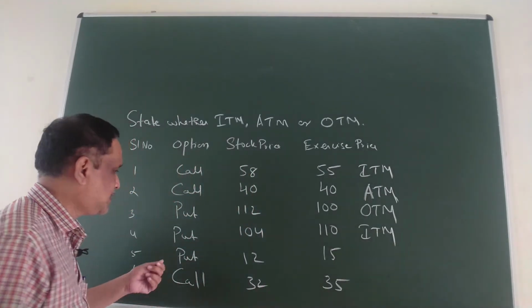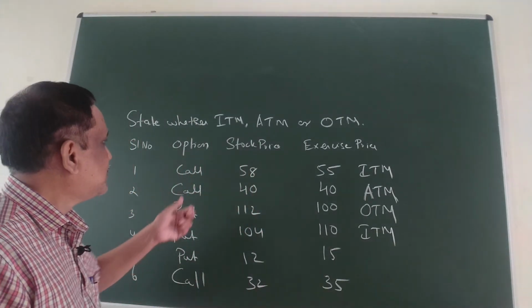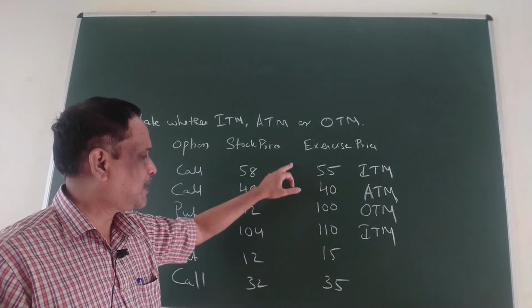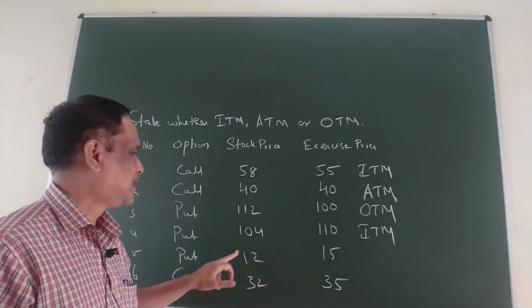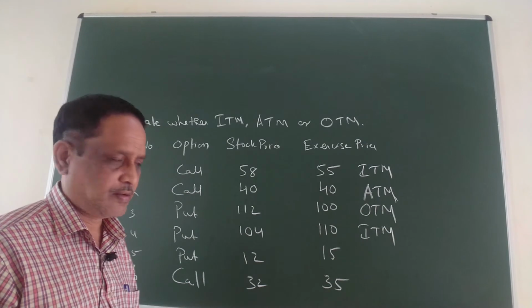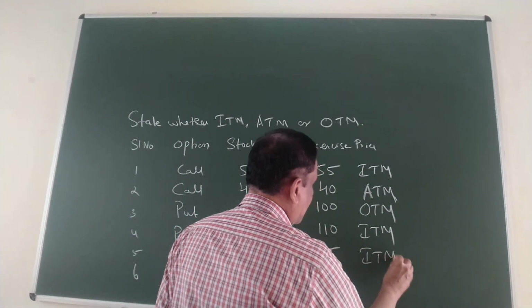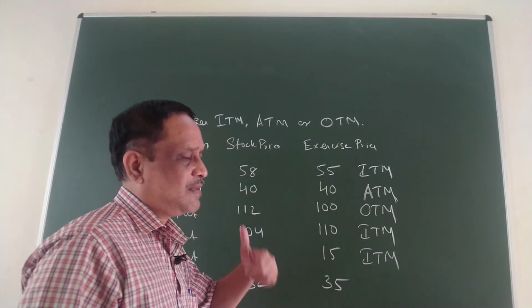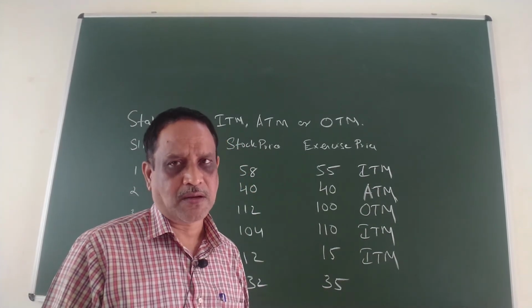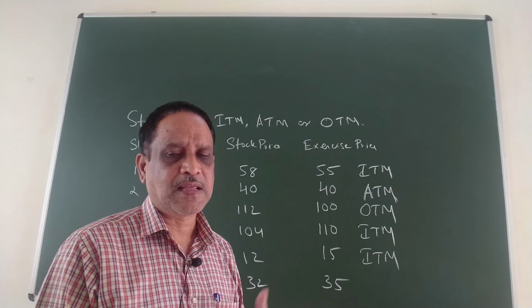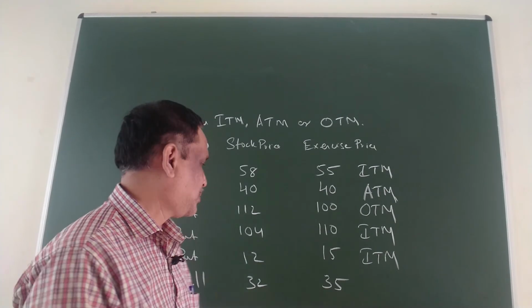And the fifth case is again a put. See, share price is lower than the exercise price, so it is again an in the money option. Always remember, when the share price is higher, there will be value for the call option. When the share price is lower, there will be value for the put option.